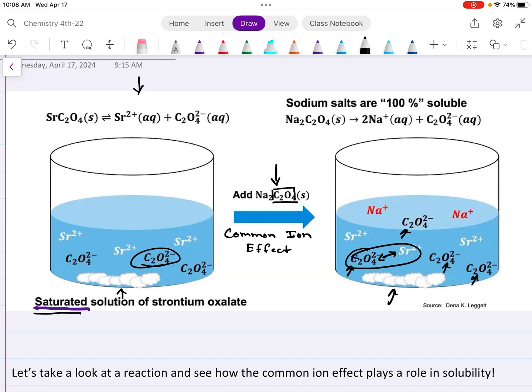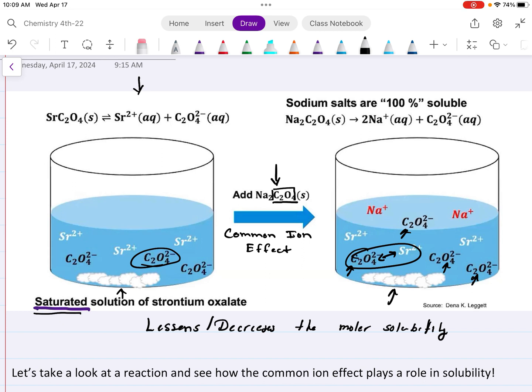So remember, the solution already had plenty of oxalate, and what we did was add more. As a result of adding more, you begin to reform those ions and more solid begins to form. So the moral of the story here is the common ion effect decreases the molar solubility.